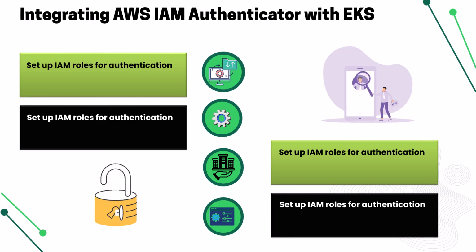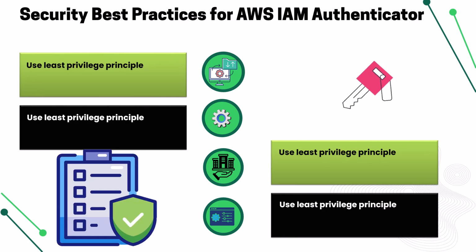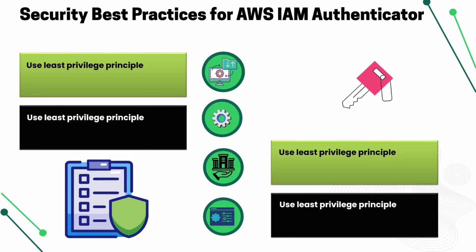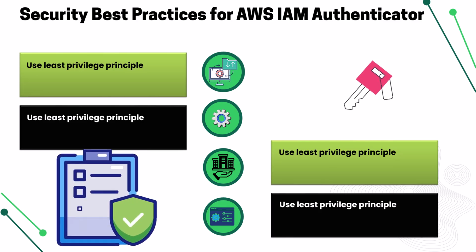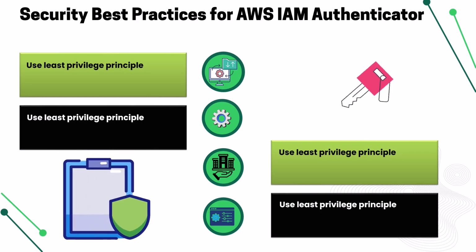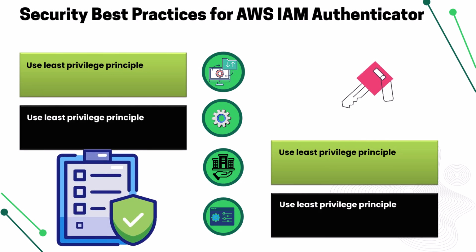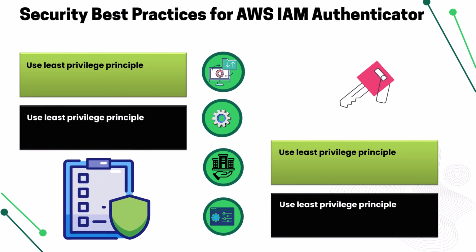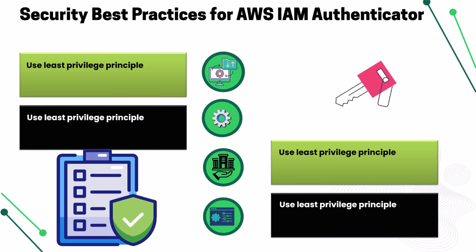Imagine IAM is the bouncer at a VIP club, and we need to make sure only the right people get in. Security is key, literally. First, follow the least privilege principle, giving just enough access without overdoing it. Rotate access keys regularly because stale keys are like expired milk. Not good. Monitor authentication logs to spot anything fishy. And of course, enable multi-factor authentication. Think of it like locking your front door, then adding a security alarm.